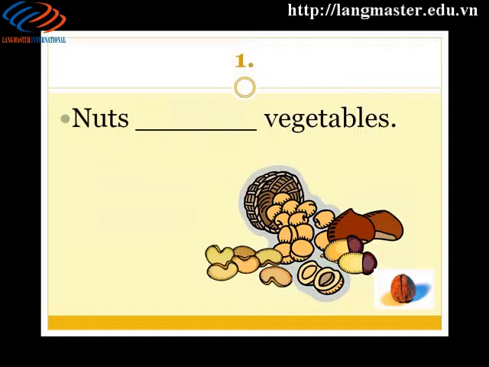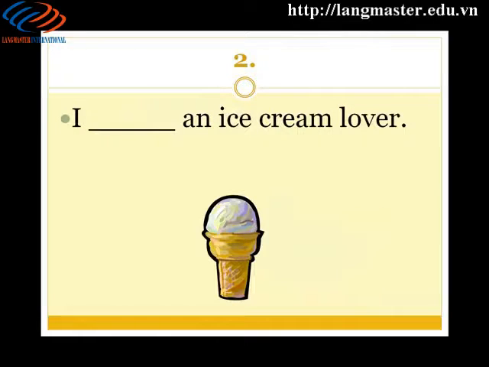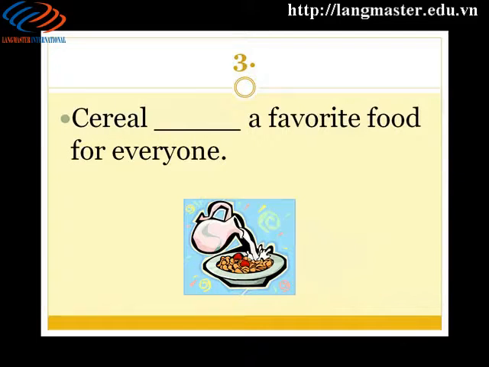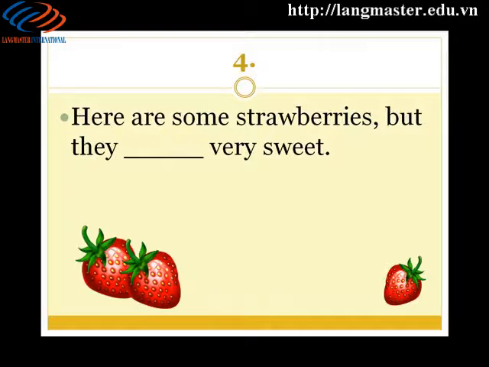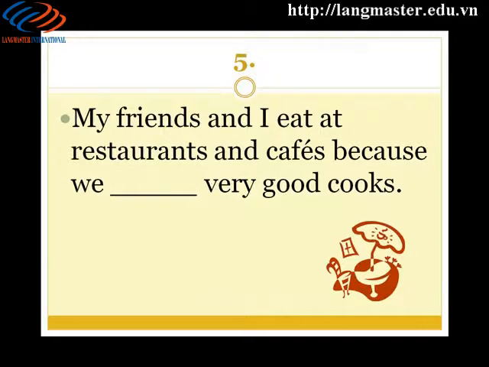1. Answer, nuts aren't vegetables. 2. Answer, I'm not an ice cream lover. 3. Answer, cereal isn't a favorite food for everyone. 4. Answer, here are some strawberries, but they aren't very sweet. 5. Answer, my friends and I eat at restaurants and cafes because we aren't very good cooks.